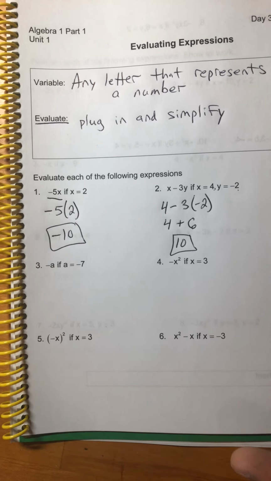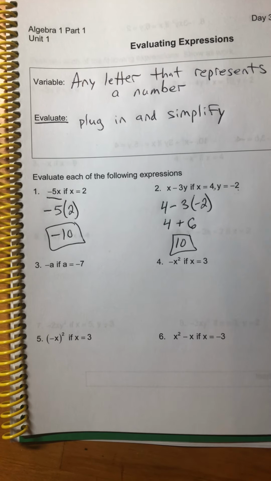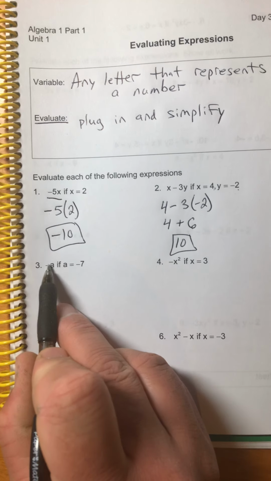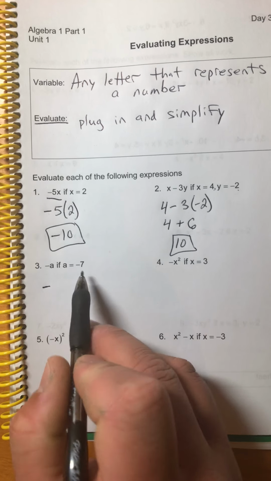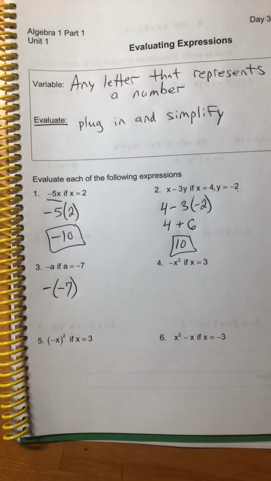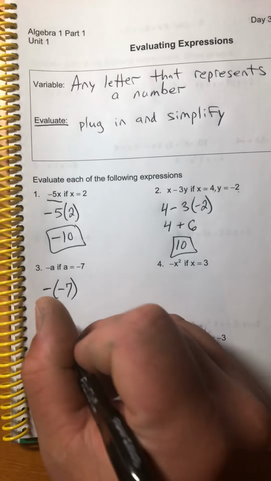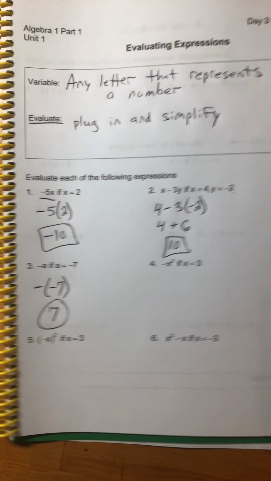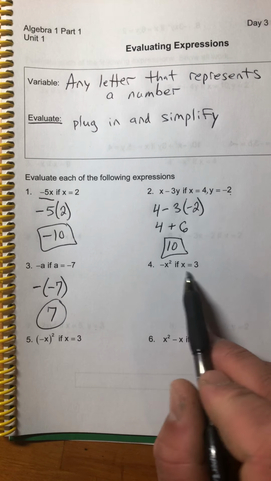Number 3, negative a if a is negative 7. This one looks short and sweet, but everyone messes this up. All right, this negative sign's already here. That's this one. Bring it down. A is negative 7, so I'm going to say I just plugged in a negative 7 for A. So really you have a negative of negative 7, which is positive 7. Double negative makes positive.